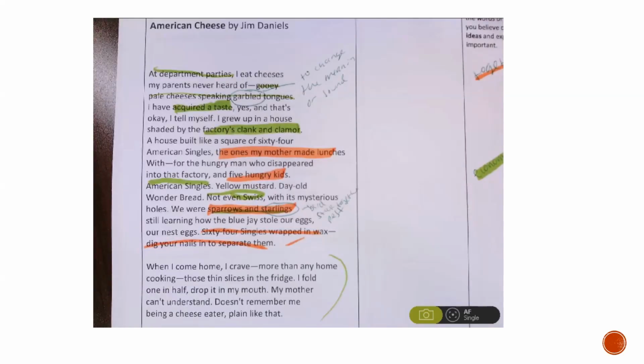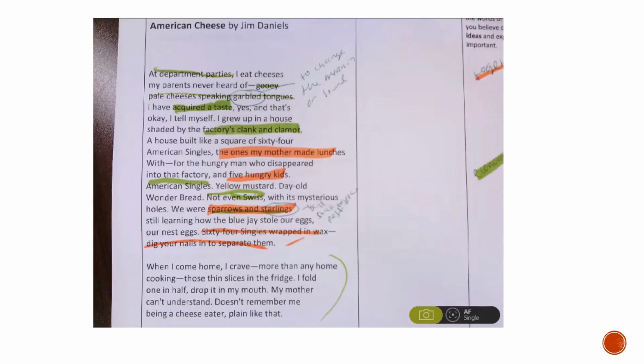And you'll find as you go away from home and grow up and go to college and move away and all those things, there are certain things that just remind you of home and that represent home to you. And for this guy, for this speaker in this poem, American cheese is the symbol that represents his family and love and togetherness.